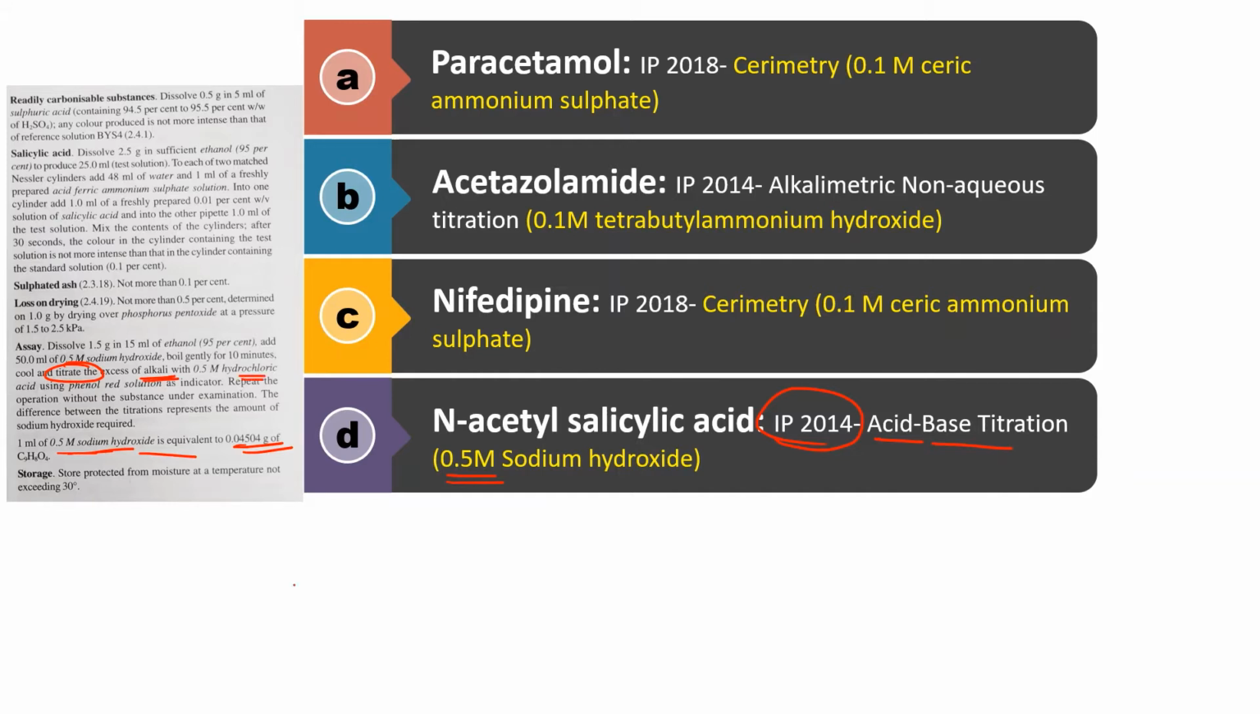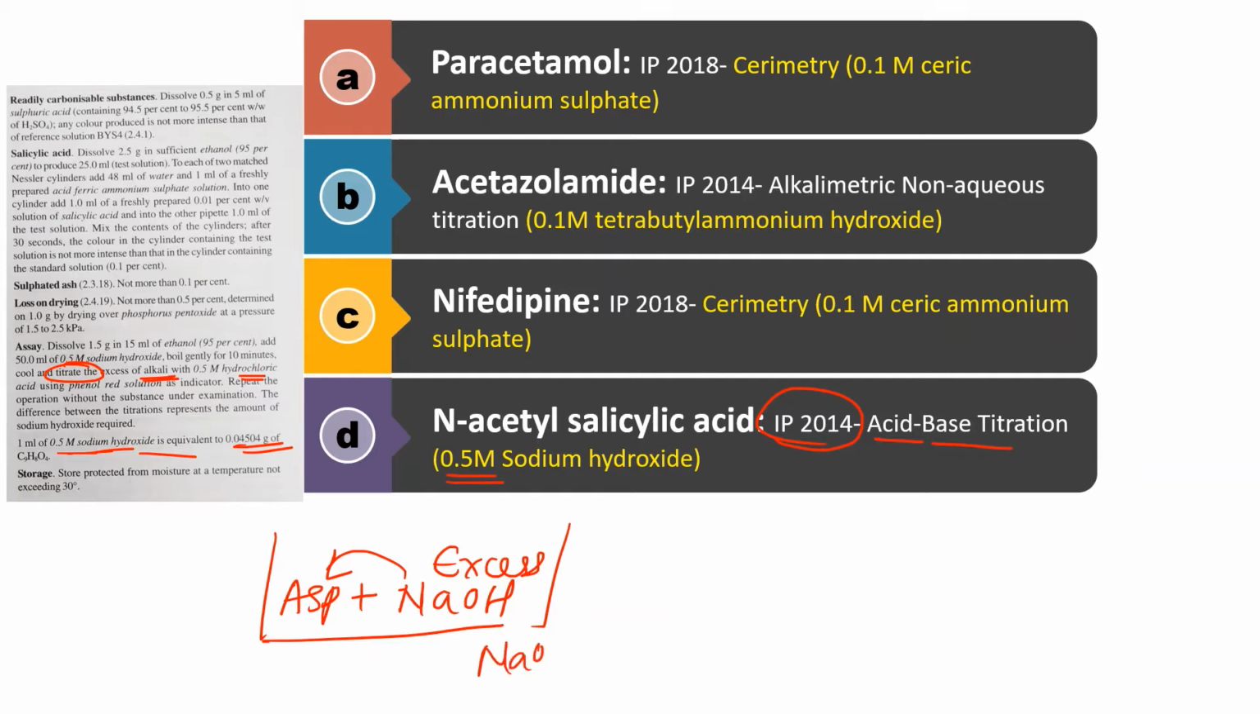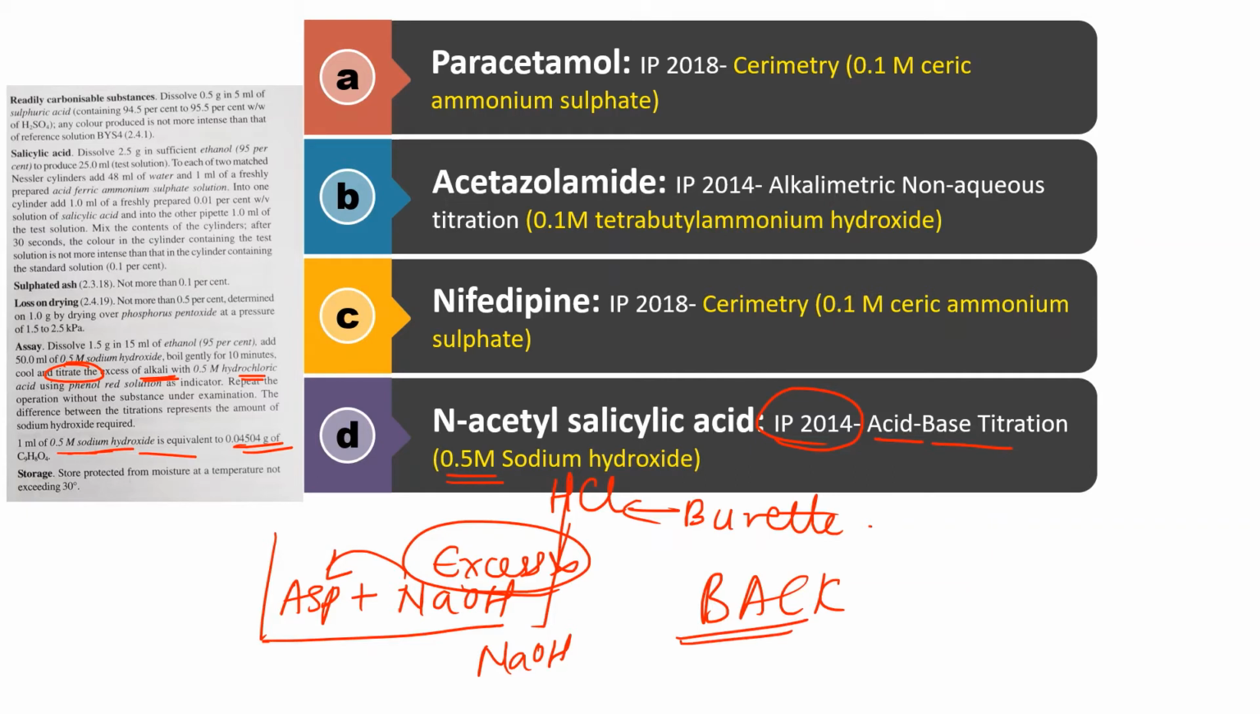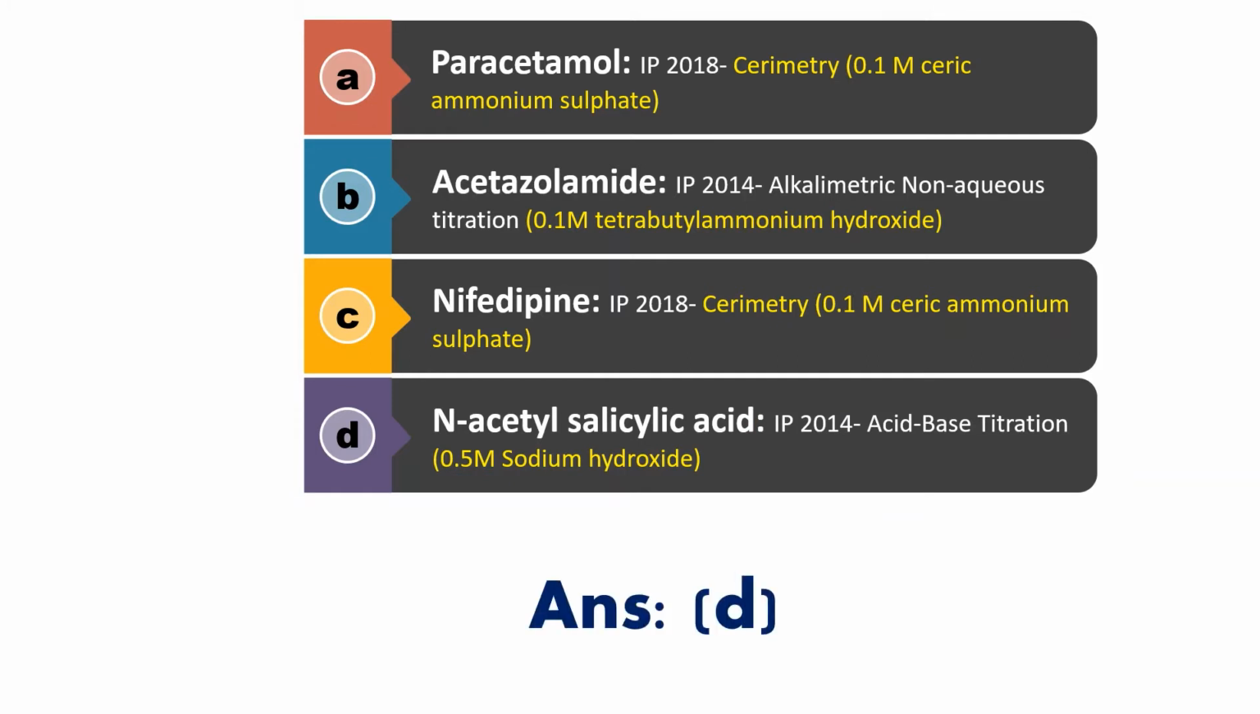So this drug aspirin is first treated with this sodium hydroxide. This sodium hydroxide is added in the flask. This is present in the conical flask in excess. So NaOH is reacting with aspirin, and the remaining NaOH, because we have added it in excess, is then titrated with HCl. So this HCl is there in the burette. Okay, so we call this an example of back titration. Hence option D is the correct option.